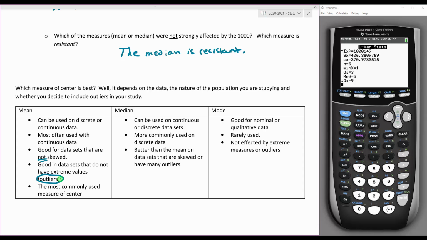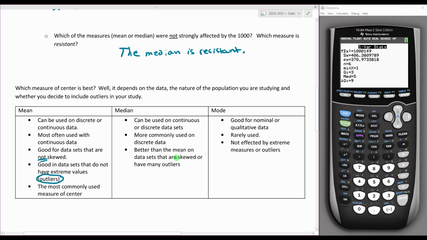Now, the mean is the most commonly used measure of center, and we'll see that as we progress through the course, but this is the one that is most used. If you ever read a research study, most likely they are going to be using the mean as their central tendency. Right now, the median can also be used on continuous or discrete data sets, but it's more commonly used with discrete data.